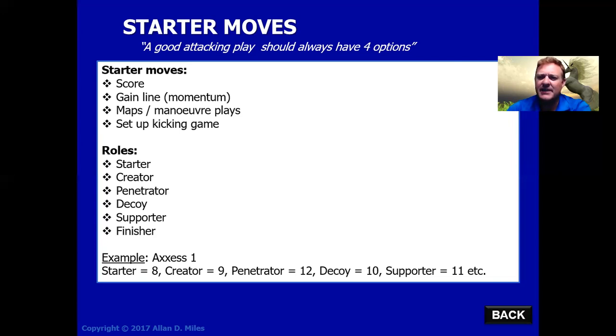Your decoy is 10. So you'll see what 10 will be doing. 10 will actually be moving behind 12 as he runs that unders line. So he's running that decoy. Your supporter would be 11. Remember, the access plays from a left scrum. So your 11 would be running that supporting line. And that's pretty much how the access play would work. And that's a nice example of how the roles would look when you set up a starter move.